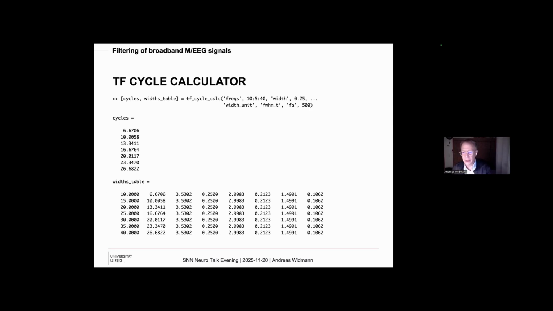The order of columns is in the documentation. You do not have to remember that. You just need to look at help TF cycle calc, and then you get the order. Then the full width at half max in the time domain, 250 milliseconds.